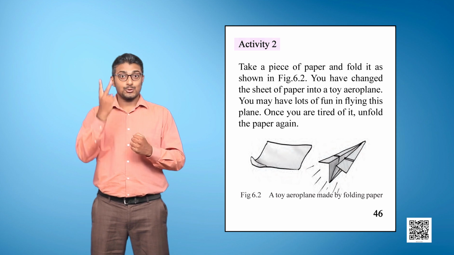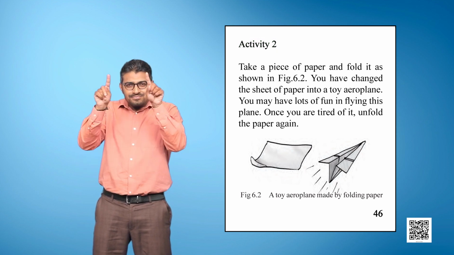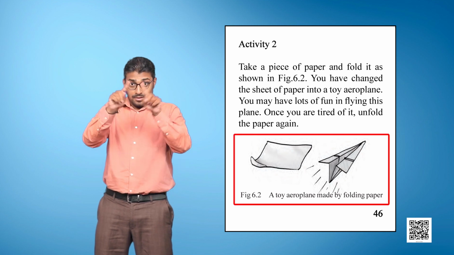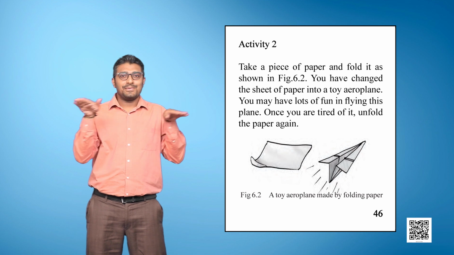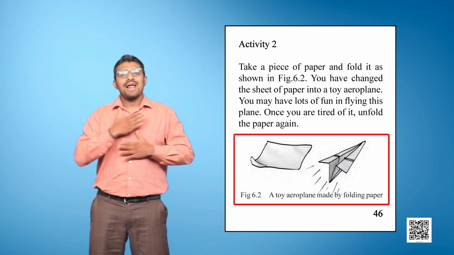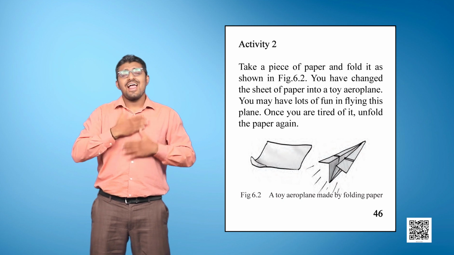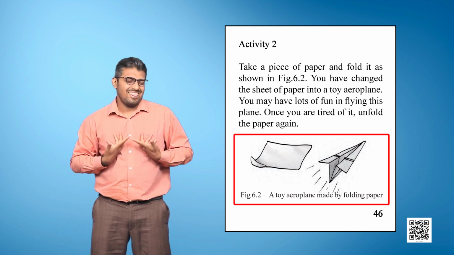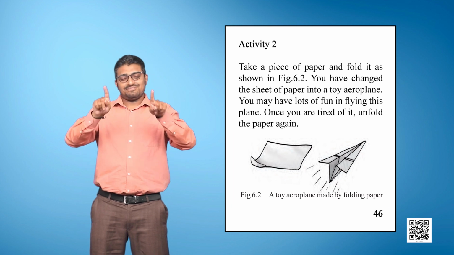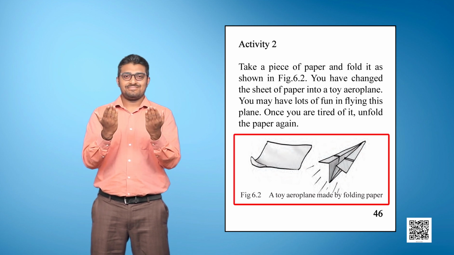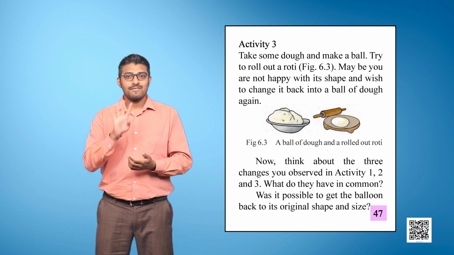Activity 2. Take a piece of paper and fold it as shown in figure 6.2. You have changed the sheet of paper into a toy aeroplane. You may have lots of fun in flying this plane. Once you are tired of it, unfold the paper again. Page 47.